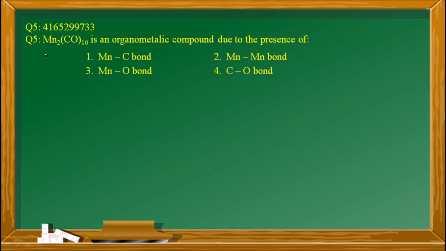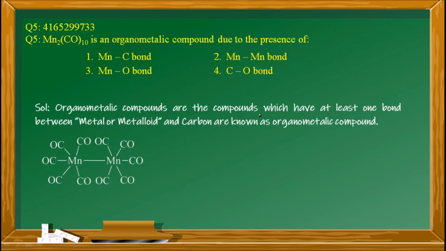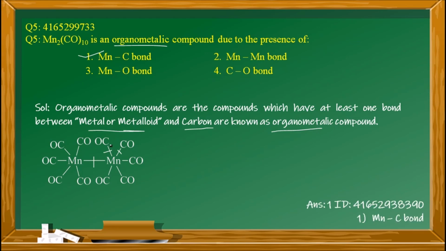Next, question number 5. Mn2(CO)10 is an organometallic compound due to the presence of, dear friends, organometallic compounds are compounds which have at least one bond between a metal or metalloid and carbon. So compounds which have a metal or metalloid bonded with carbon are called organometallic compounds. What they are asking is a simple question friends: organometallic compounds must have a metal and carbon bond. These are the metal and carbon bonds, 1 2 3 4 5, 1 2 3 4 5. Because of the presence of metal and carbon bonds, it is known to be organometallic. So option number 1 is the correct option, friends.